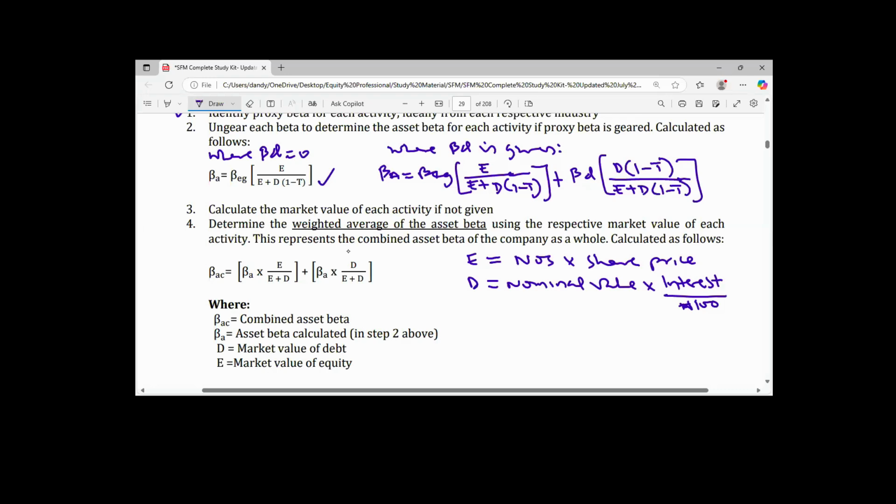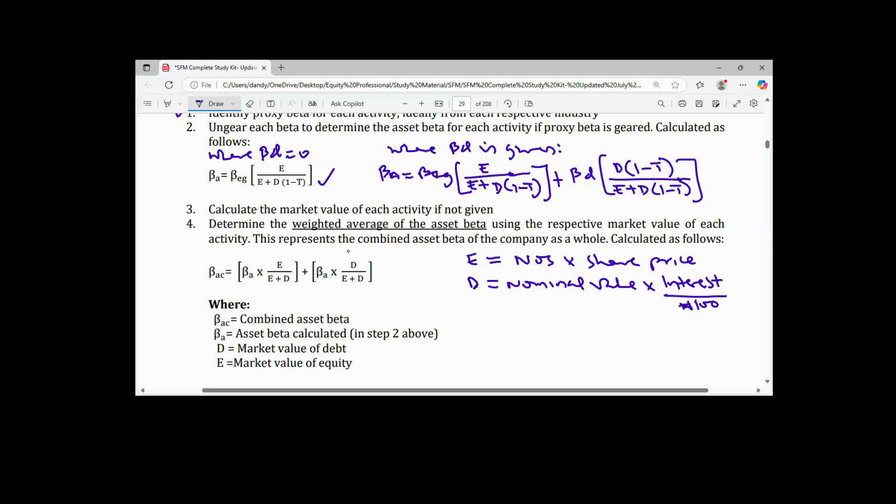Debt can be in the form of bonds, debenture, loan note, or even bank loan. If it is bank loan, you can't use the same formula. You can't use the book value that you are going to use for your bank loan. This is for market value. Now, that is for step 3.